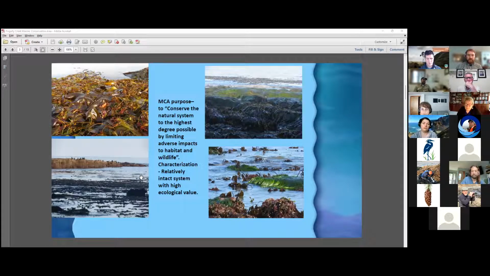So in general, as you know, the purpose of a marine conservation area is to conserve the natural system to the highest degree possible by limiting adverse impacts to habitat and wildlife. And areas that receive this designation would be characterized as a relatively intact system with high ecological value. I would argue right now, because of the lack of extractive use, it is an intact system with high ecological value, not even relatively. It's a very high use but small area. And you can see, this is at low tide, so these are living kelps and algae and seagrasses that go from the shore all the way out to the rocky ledge that's out here.